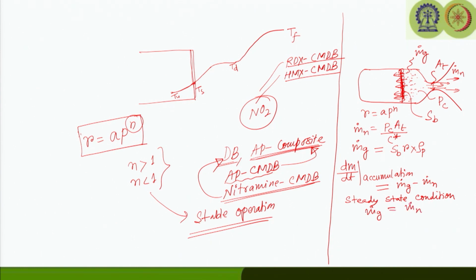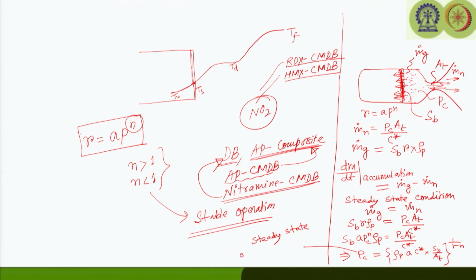If you equate them, we can write S b into R into rho p equal to P c A t by C star. Now we can substitute R in terms of pressure as A p to the power n. So S b into A p to the power n into rho p equals P c A t by C star. Writing this as the equation for pressure, it comes as rho p into A into C star into S b by A t, to the power 1 by 1 minus n. This equation gives us the steady state or equilibrium pressure.